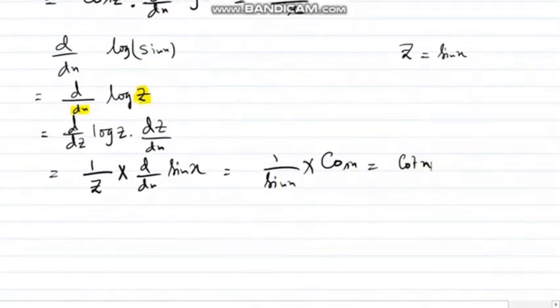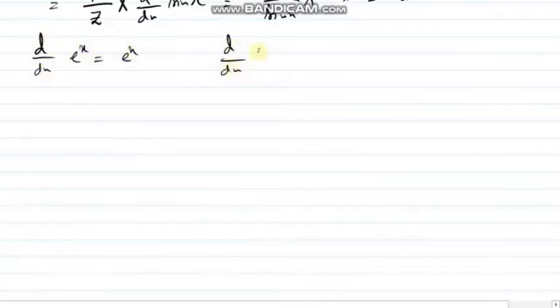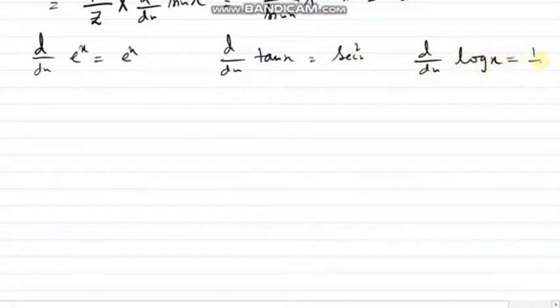So first you have to identify which function you have to differentiate first. Next, d/dx of e to the power x, we know is e to the power x. d/dx of tan x, I know, is sec square x. d/dx of log x, I know, is 1 divided by x. If I ask d/dx of tan of e to the power x, just check.